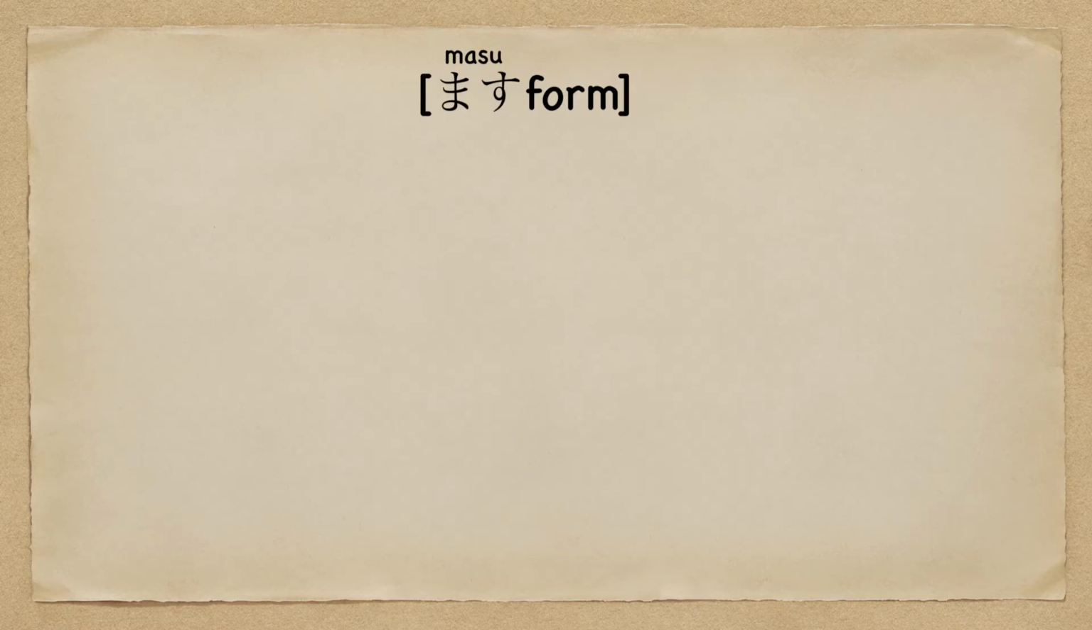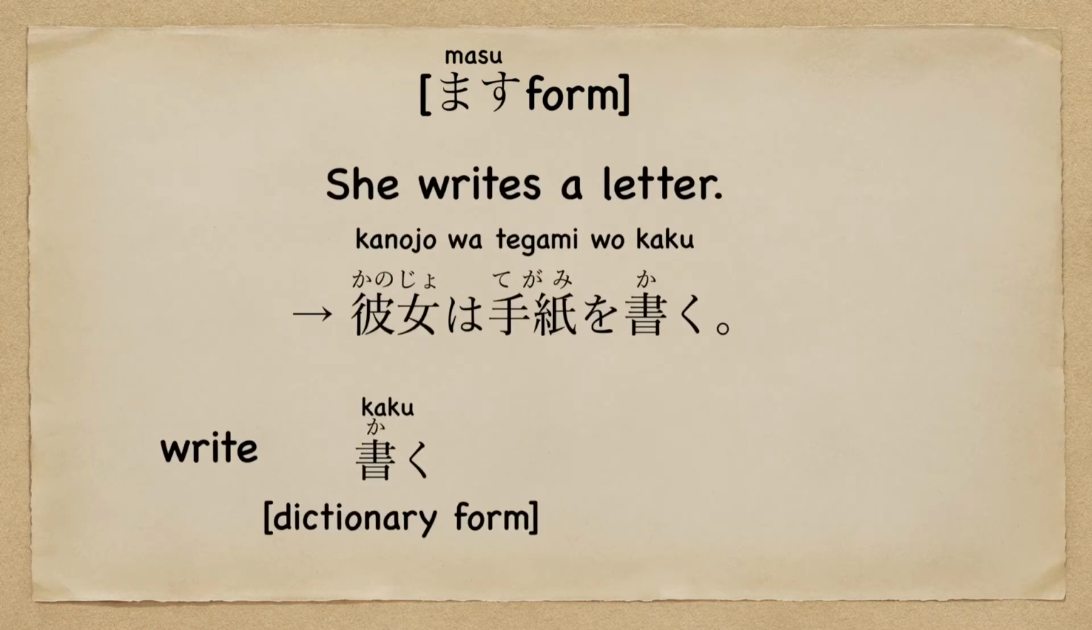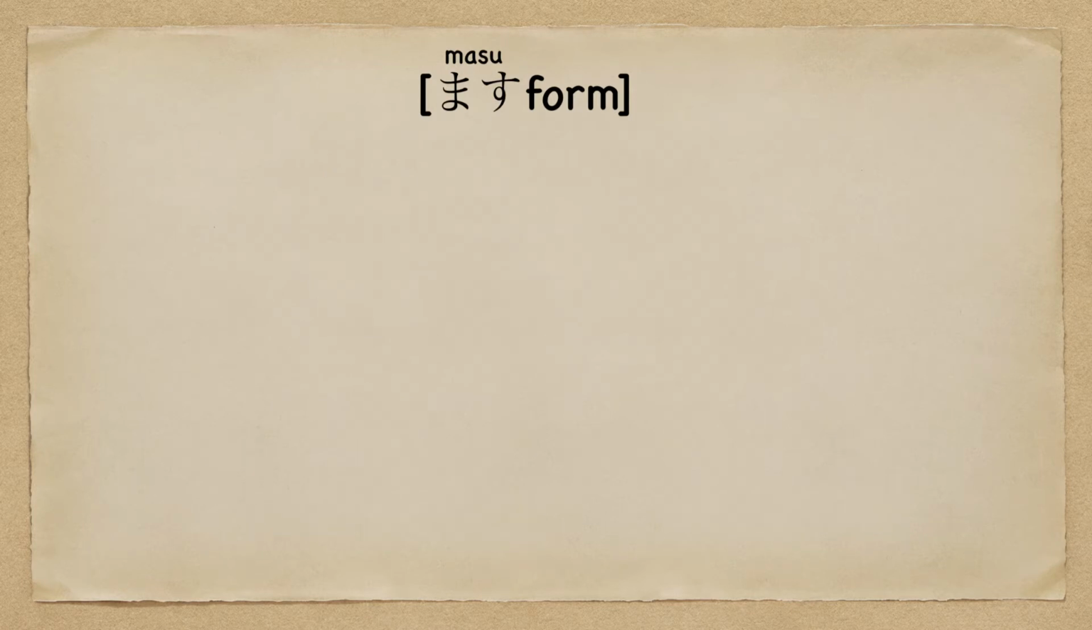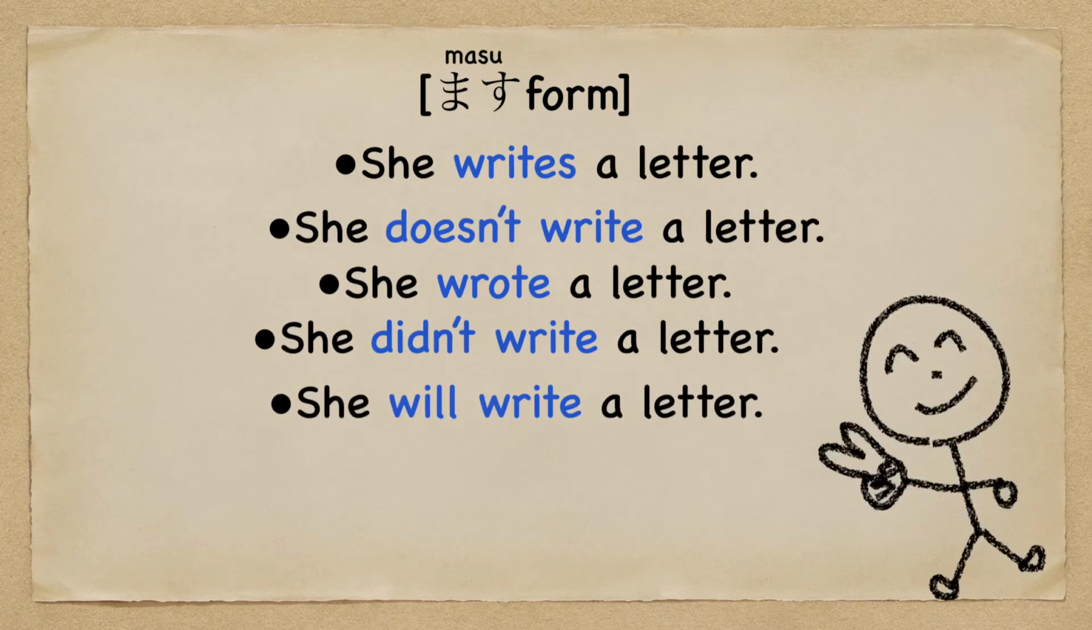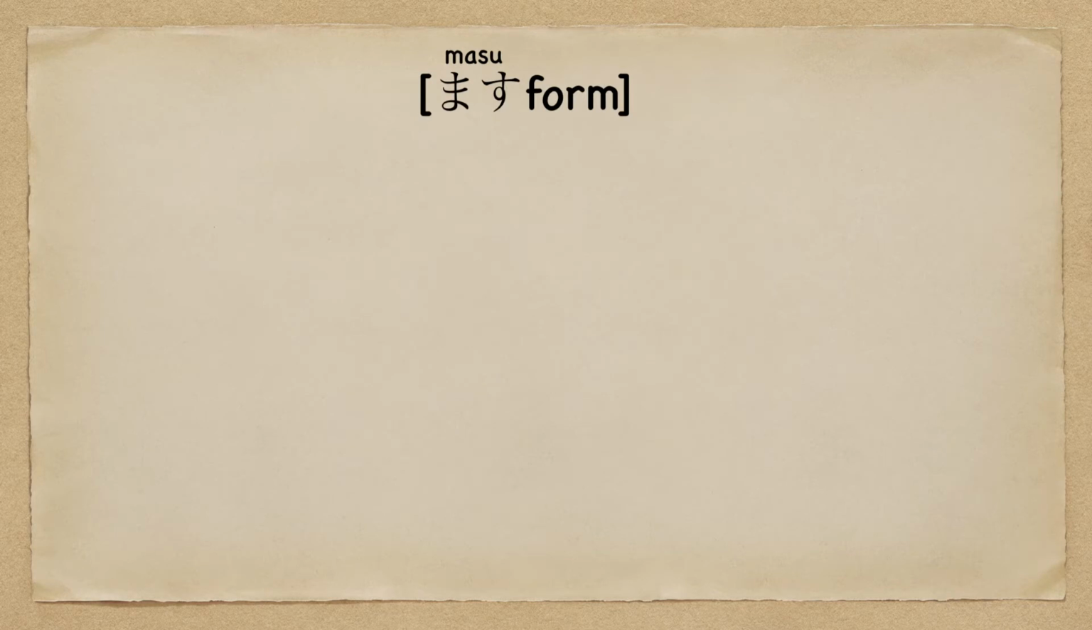Okay, I'll teach you the must form in this lesson. Kaku is the dictionary form. How do you make the must form? By the way, what is the must form? Must form is the polite form. And if you are able to make the must form, you can say all of them very easily. There are three groups of verbs to make the must form.